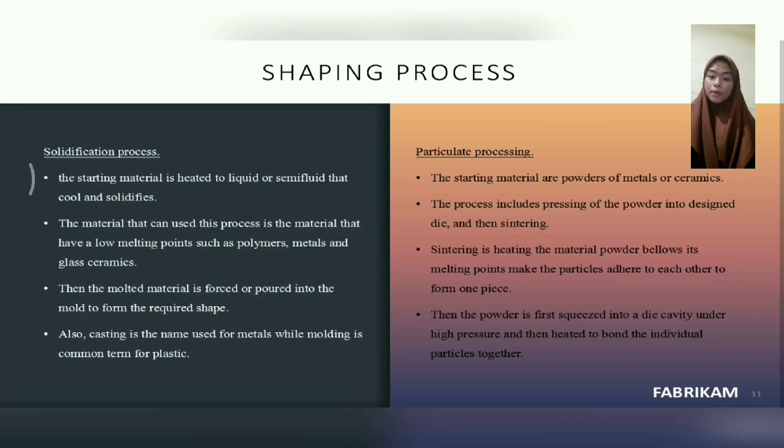What is the particulate processing? The starting materials are powder of metal or ceramic. The process includes pressing of the powder into a designed die and then sintering. Sintering is heating the powder below its melting point, making the particles adhere to each other to form one piece. The powder is first squeezed into the die cavity under high pressure and then heated to bond the individual particles together.